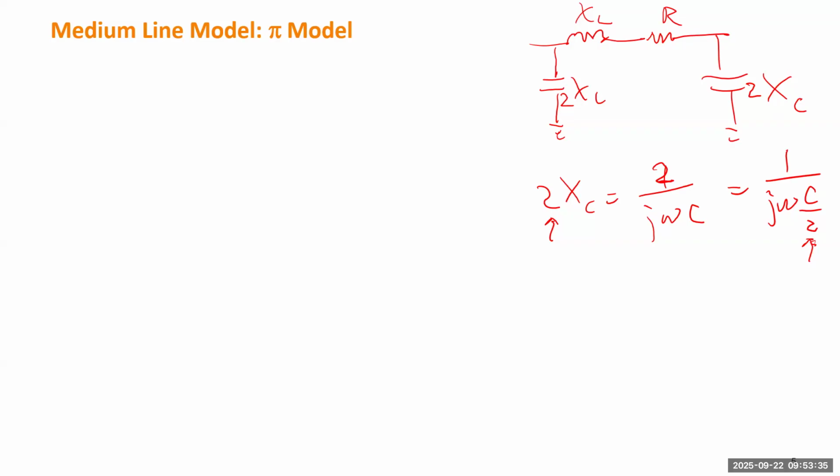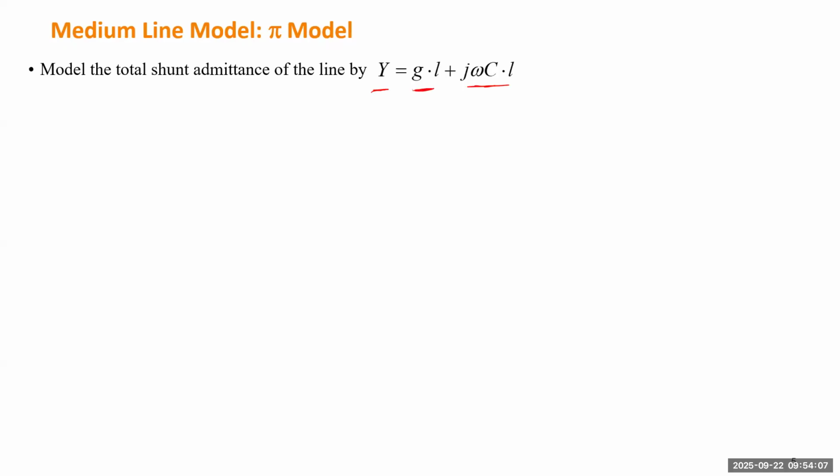So this model is called the pi model because it's really the shape of the pi. All right. So in this case, we may need to model the total shunt admittance of the line. Why? Y is actually the admittance of the line, which is the reciprocal of the impedance to the ground, which will include both real part and imaginary part. The imaginary part will basically depend on the capacitance. The real part just models how much energy is lost to the air or to the ground.